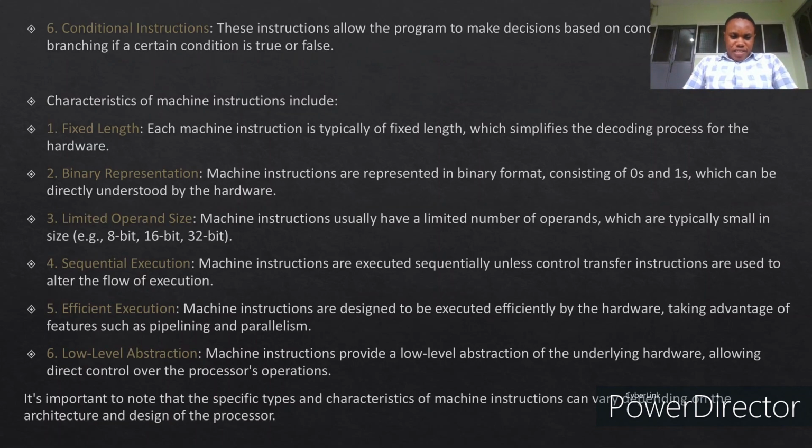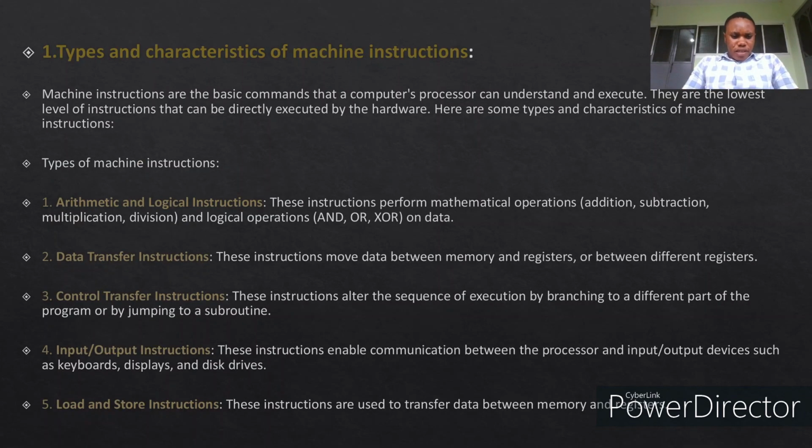And number three is input and output instructions. These instructions enable communication between the processor and an input or output device, such as the keyboard or display. And number four is load and store instructions. These instructions are used to transfer data between memory and registers.